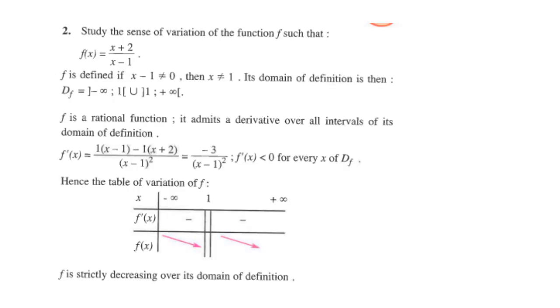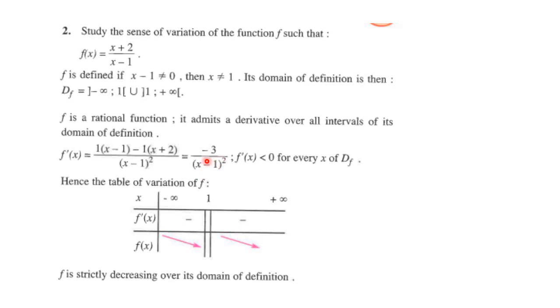Let us take another example. We have the function f of x equals x plus 1 over x minus 1. So the domain of definition is minus infinity to 1, and 1 to plus infinity. Let us find its derivative. The derivative of f of x is u over v, which means I have to calculate u prime v minus v prime u. Now the derivative is minus 3 over x minus 1 squared.